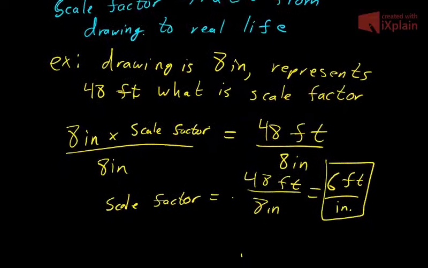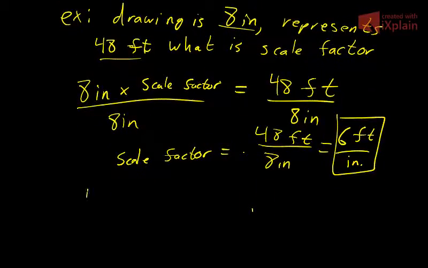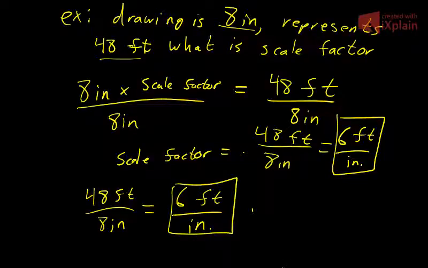The other way to do this would just be to know that we're going to use these two different lengths, and we know we're going to divide them, so it's just 48 feet over 8 inches. That's something we might just be able to see from the problem, which is going to be 6 feet per inch. So 6 feet per inch, one more time, would be my scale factor there. And that's pretty much it.